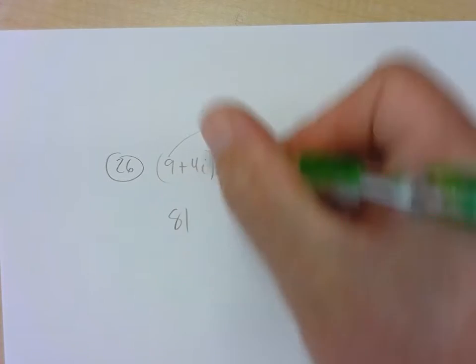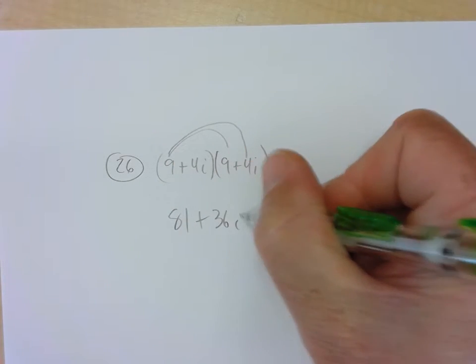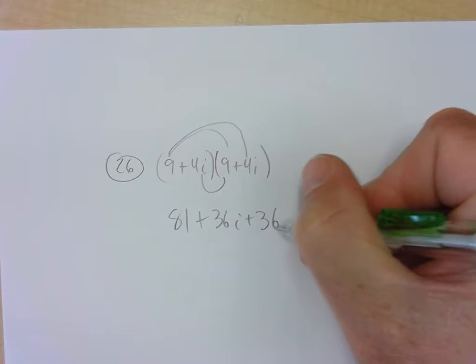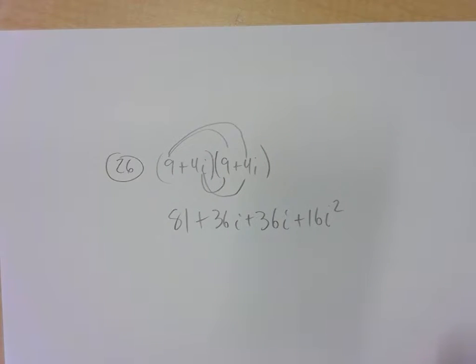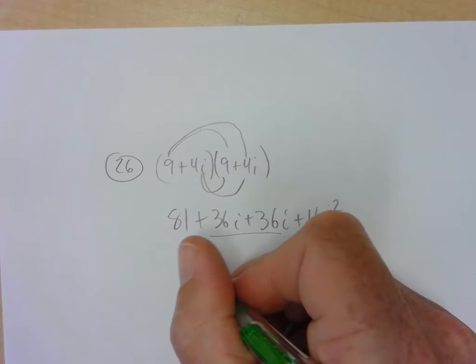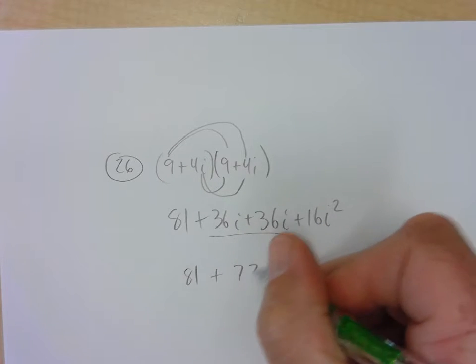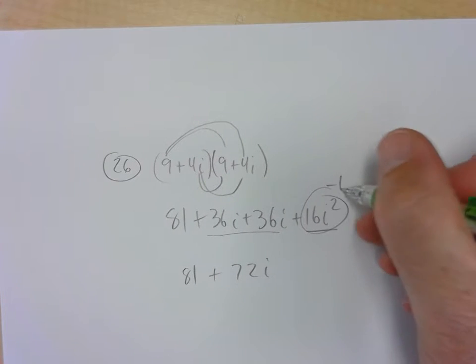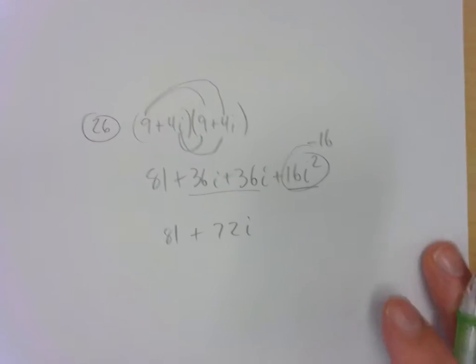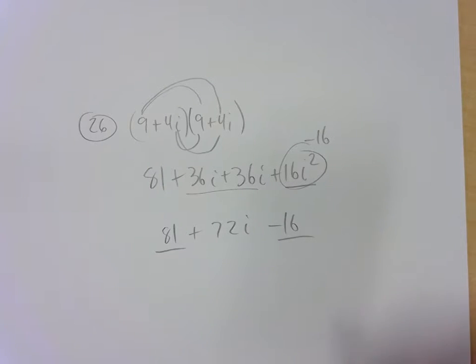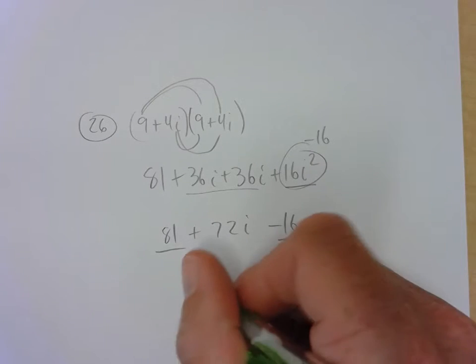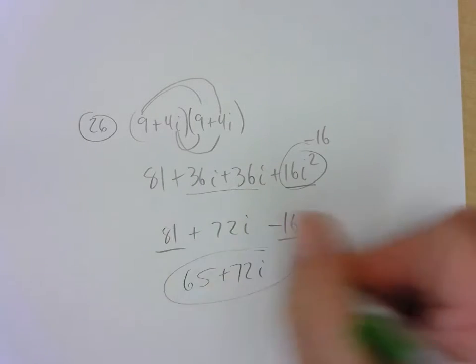First, outside, inside, last. i times i is i squared. Then this goes together. That would be 72i. And this is now negative 16 because the i squared, remember, is negative 1. So it's negative 16. These go together. So you have 81, you spend 16, 65 plus 72i.